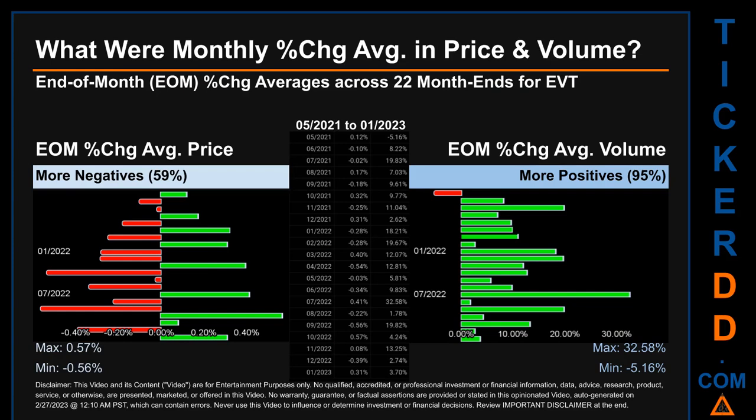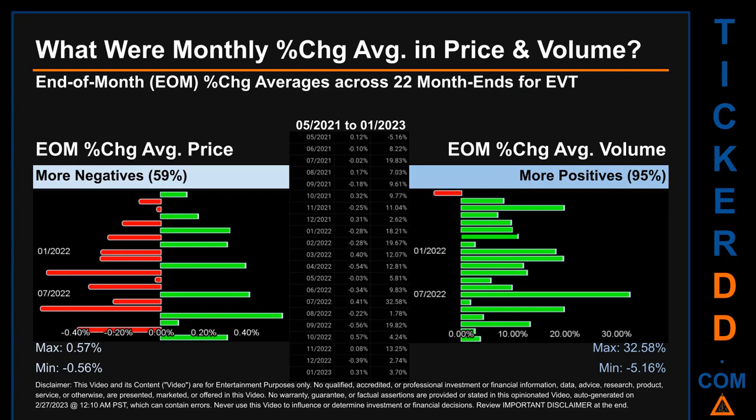From 05/2021 to 01/2023, out of 22 month ends, 13 had a negative percentage change in average price. Meaning 59% of month ends saw a negative percentage change in average price. In terms of volume, 21 out of 22 month ends had a positive percentage change. That is 95% of month ends saw a positive percentage change in average volume.